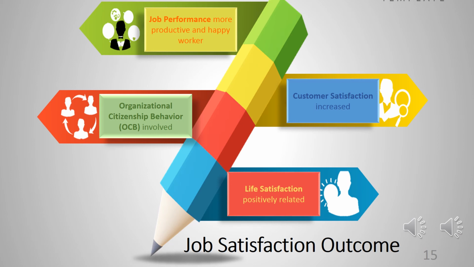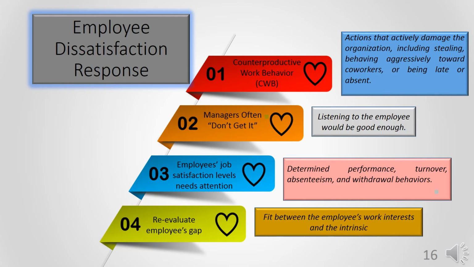There are four kinds of job satisfaction outcomes: job performance, organizational citizenship behavior, customer satisfaction, and life satisfaction. If a person is satisfied with the job, it will produce a happier worker, it will increase customer satisfaction, and life satisfaction will be positively impacted, and it also involves organizational citizenship behavior. Does anybody know about employee dissatisfaction responses?